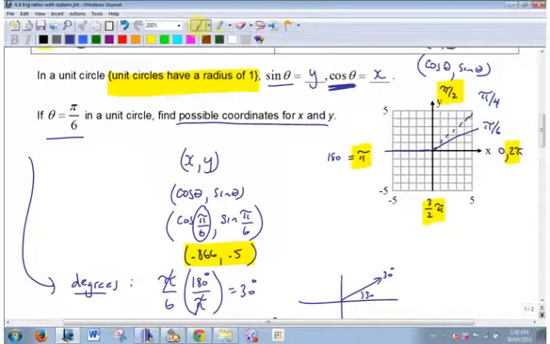So that's the coordinates to get to pi over 6 on a unit circle in radians. Same stuff, it's just in radians. If you see this thing, make sure your calculator is in radians. Okay? Are we having fun yet?